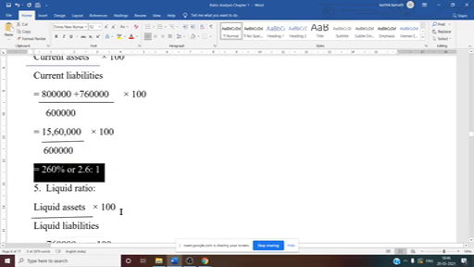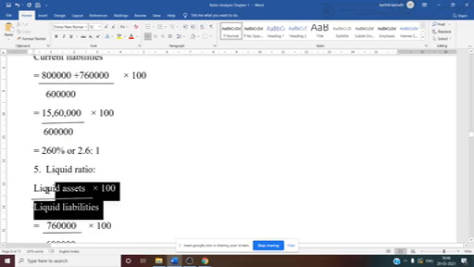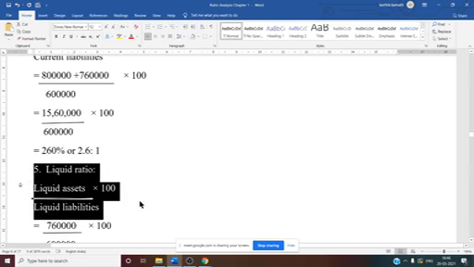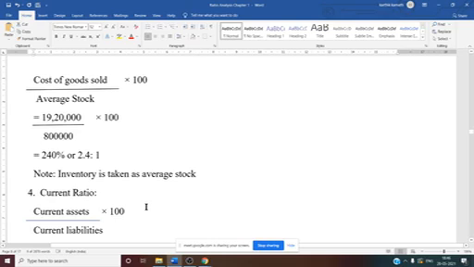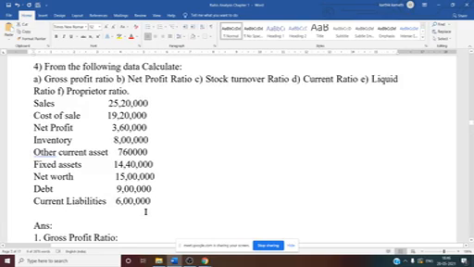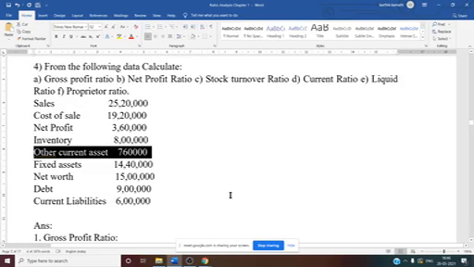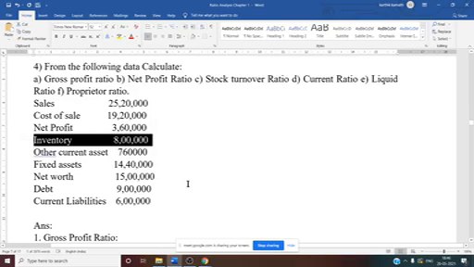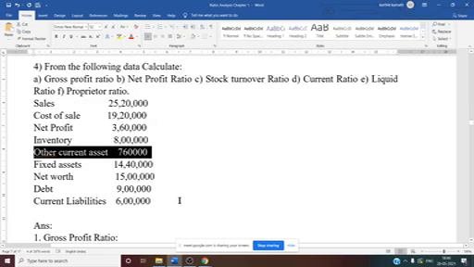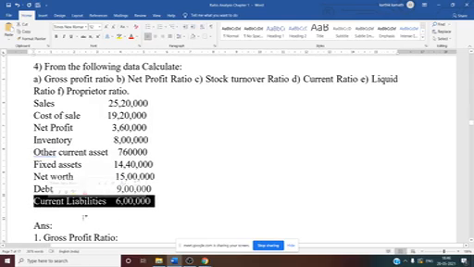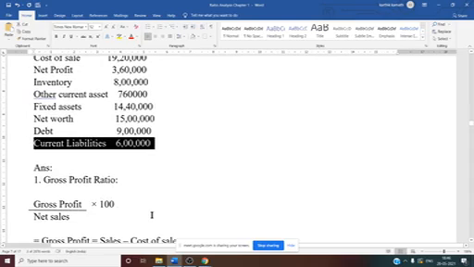Now the next thing is the liquid ratio. The formula for liquid ratio is liquid asset divided by liquid liability into 100. Liquid asset means what? Current asset minus stock minus prepaid expenses. So here, if you see the question, you need to understand that only other current asset is liquid asset. Only other current asset you need to take in the numerator. Why? Because inventory is stock, and stock doesn't come under liquid asset. That is why only other current asset is in the numerator, divided by liquid liability. Liquid liability is equal to current liability minus bank overdraft. Bank overdraft is not there, so directly you can write current liability, 6 lakh.